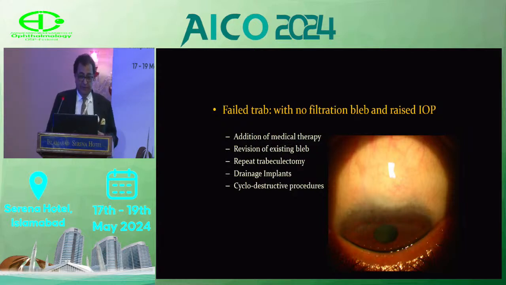We can go for the addition of medical therapy. We can revise the existing bleb. You can repeat the trabeculectomy. You can put drainage implants, or then in the end, unfortunately, if nothing works, you can think about cyclodestructive procedures.